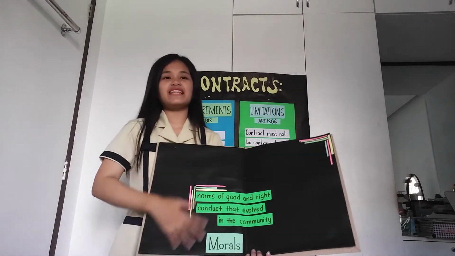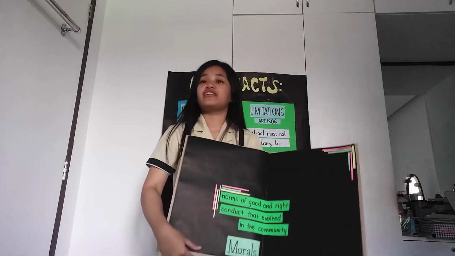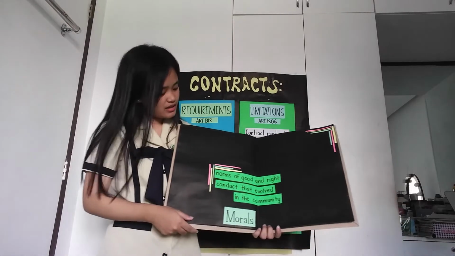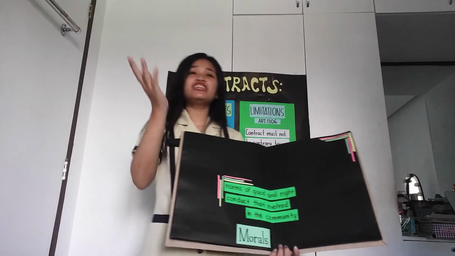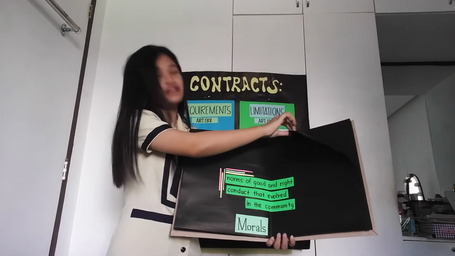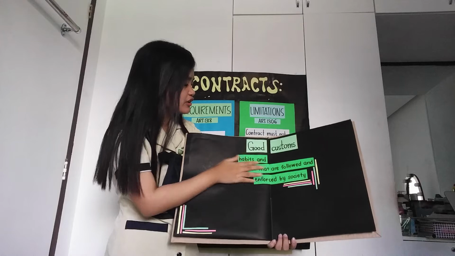So do we have any example of a contract that violates morals? Okay, Joyce. Okay, good. In your example, the violated morals are the morality of good or academic integrity and honesty. And that is a very good example for that limitation. Let's move on to the good customs.